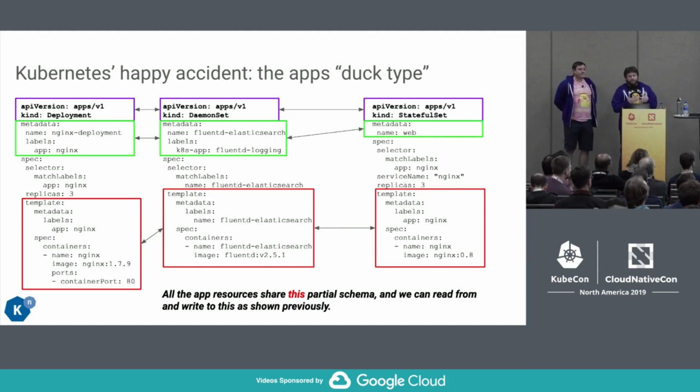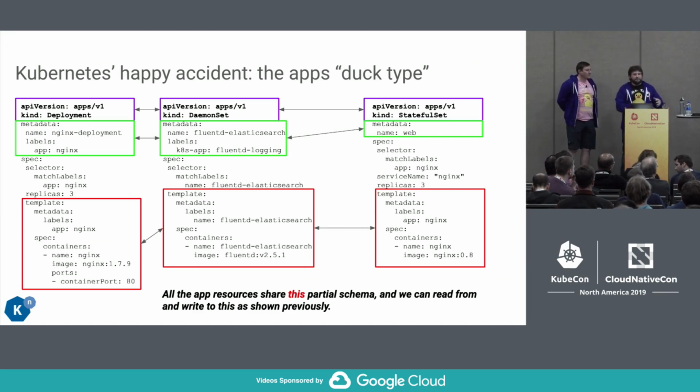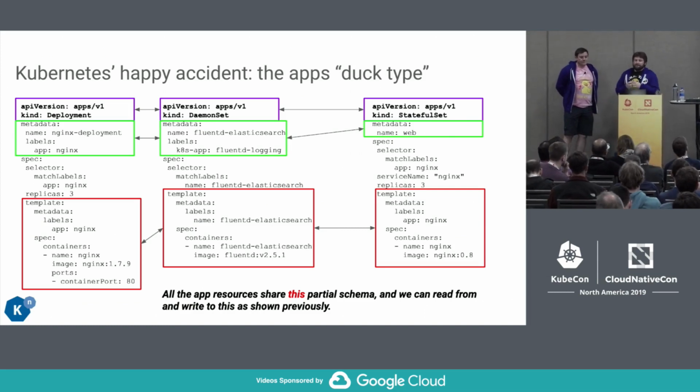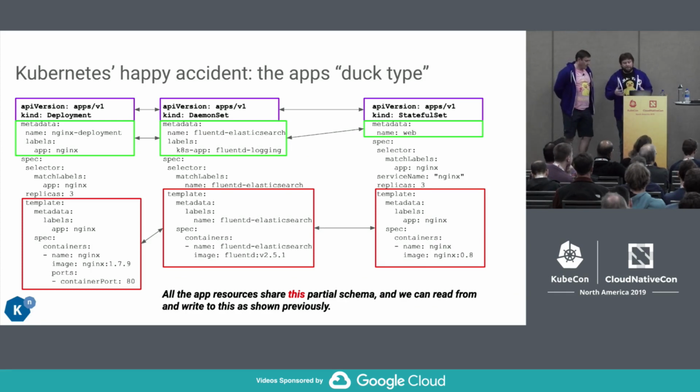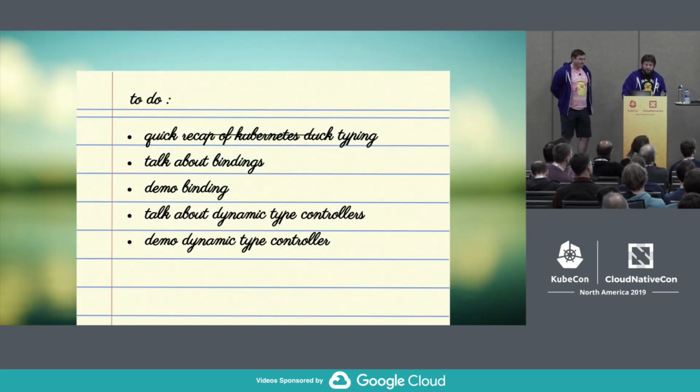So they all embed this same shape, and one of the things we showed in our previous talk is that by leveraging this, we can actually take arbitrary resources that do this, and we can extract that information. We can leverage patching to actually mutate those without knowing the full schema of these objects. So, cross that off our to-do list.